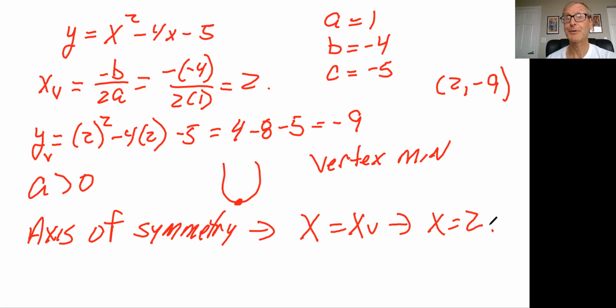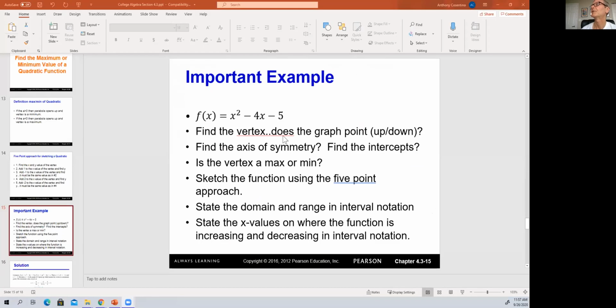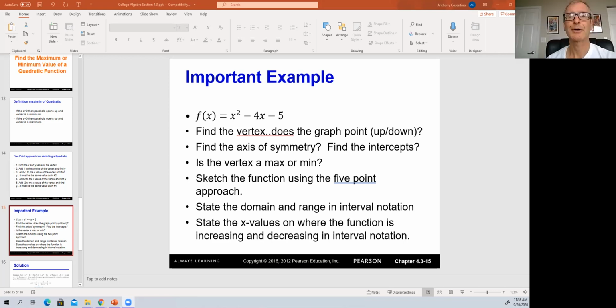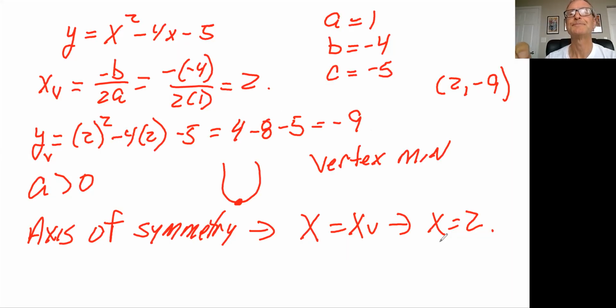So we answered quite a few of these questions already, and we haven't even thought about sketching yet. We've answered the first one, the second one, and the third one, where the vertex is a min. So now let's find the intercepts. Going back to the whiteboard, we will take a look at the intercepts.